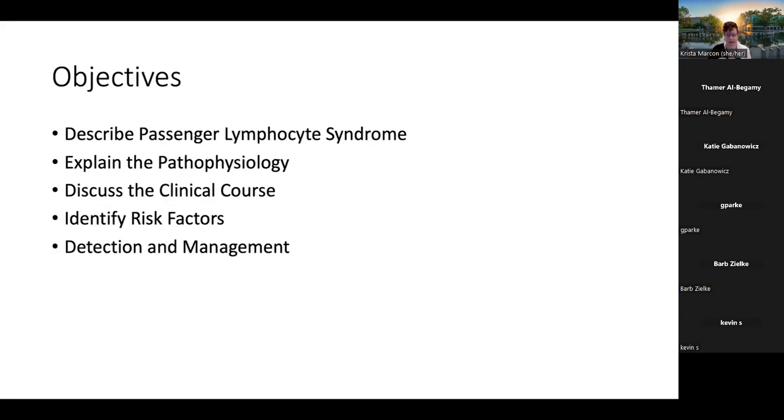Our objectives for today's presentation are to describe passenger lymphocyte syndrome, to explain the pathophysiology, to discuss the clinical course, identify the risks, and discuss the approach to detection and management for this case.